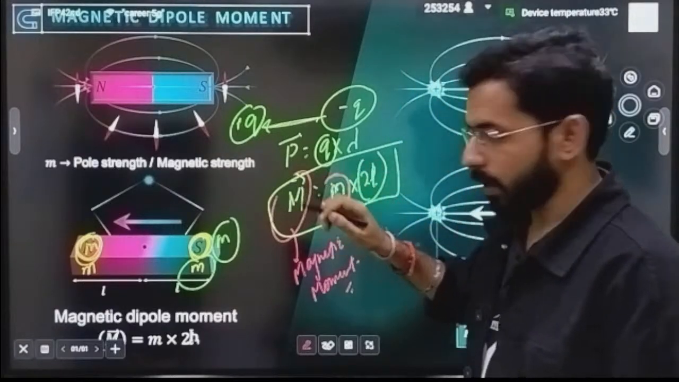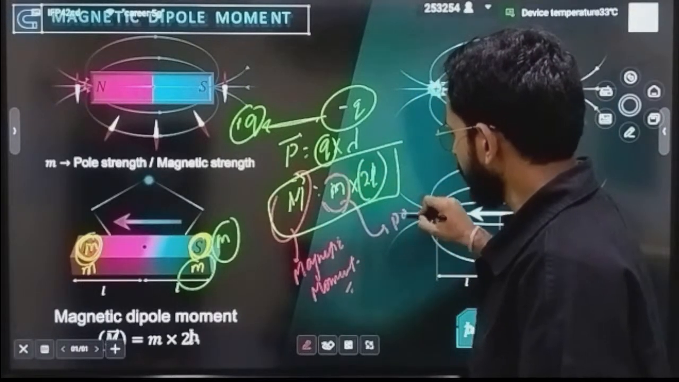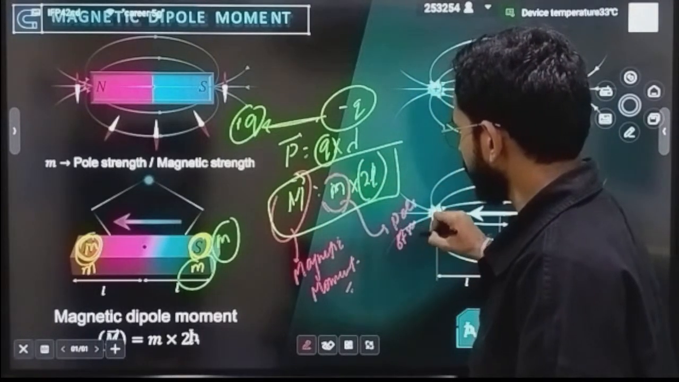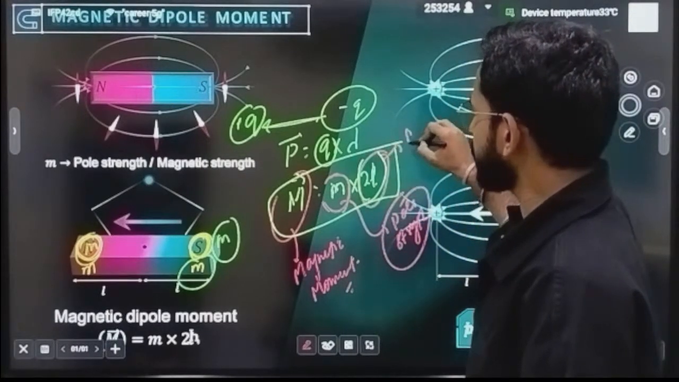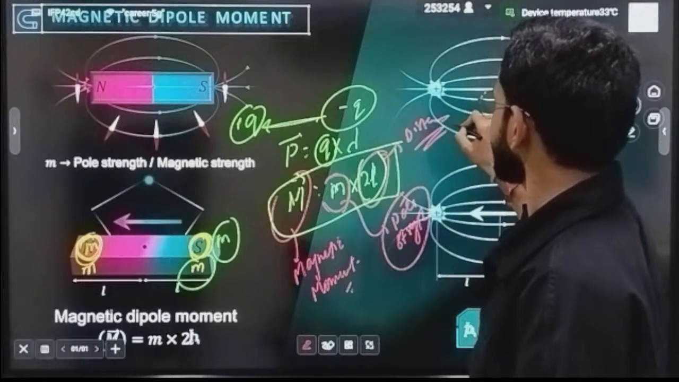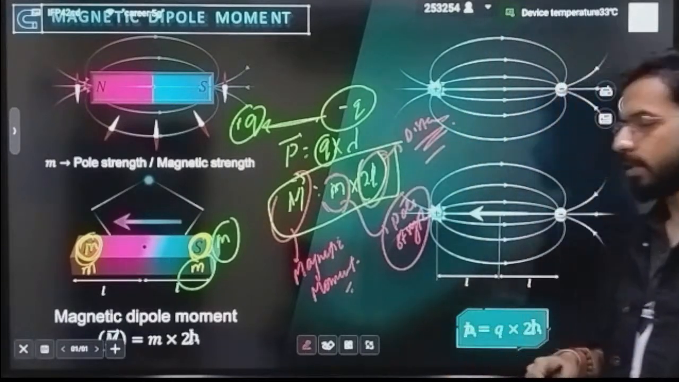What is this small m? This small m is called pole strength, and this is the distance between them. Simple as that. Correct. This is the pole strength.